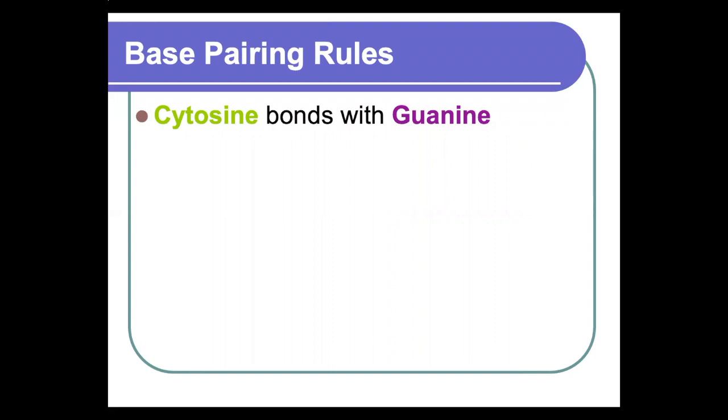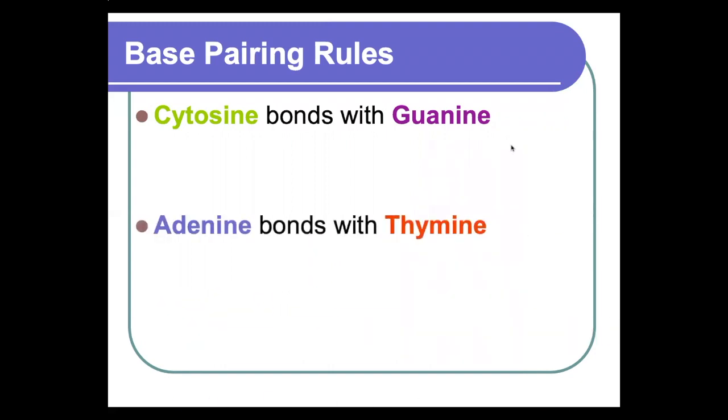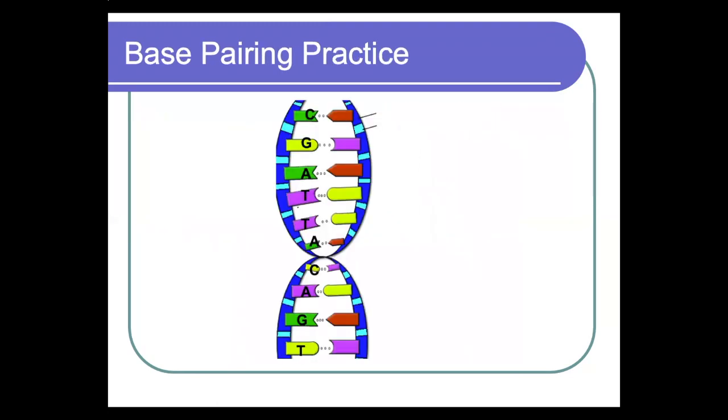All right, the base pairing rules, which I've already talked about, so I'm going to breeze through it quickly so we can get it written down in your notes. Cytosine always bonds with guanine. Adenine always bonds with thymine. There, nice and simple.